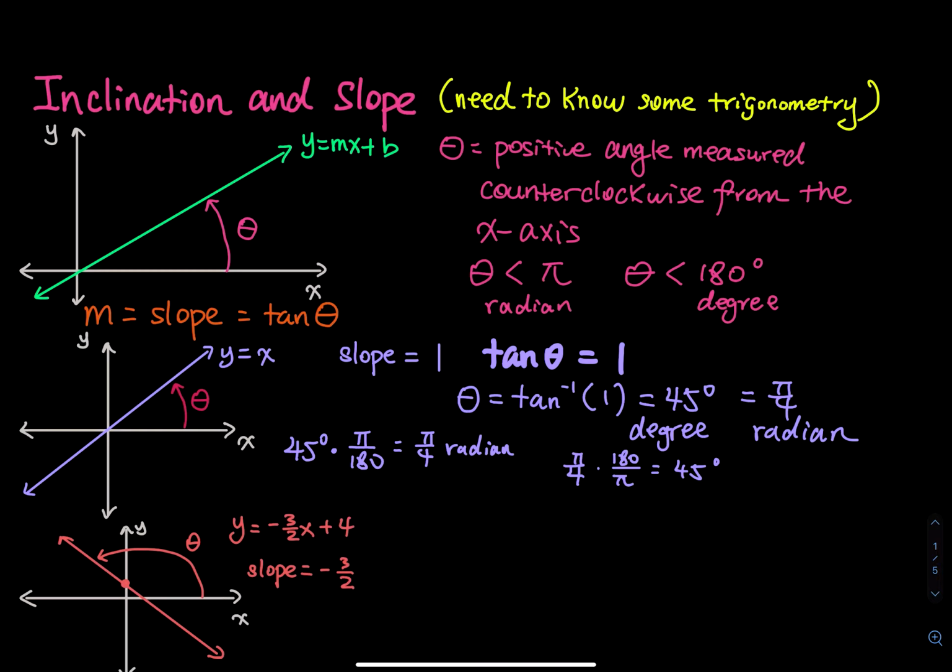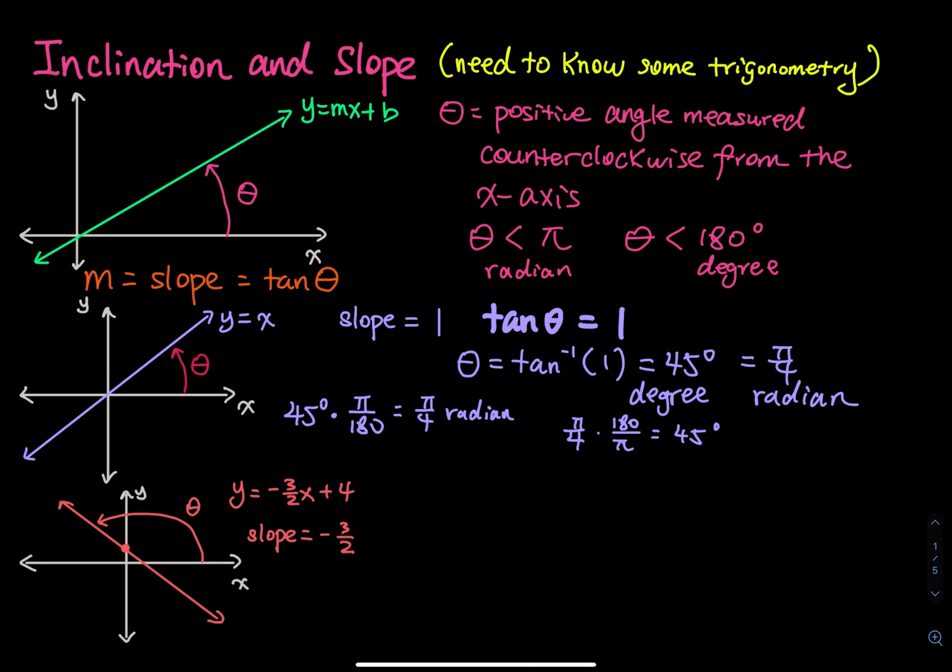Okay, so that is the first problem. Moving on to the second problem. In the second problem, we have a negative slope. y equals -3 over 2 x plus 4. The slope is -3 over 2, and the inclination is from this x all the way right here.